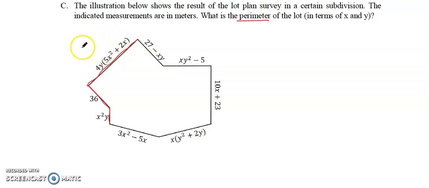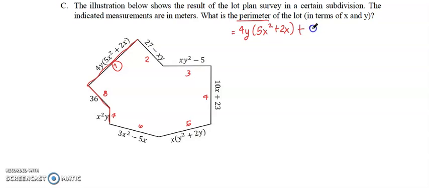So that we won't be confused, let's number the sides. Let's say this is side 1, side 2, side 3, 4, 5, 6, 7, and 8. We will be adding each of these sides starting from 1 to 8, so we won't miss anything. Let's start with 1. Here is our expression: 4y times the quantity 5x squared plus 2x. We're done with number 1. We proceed to 2.